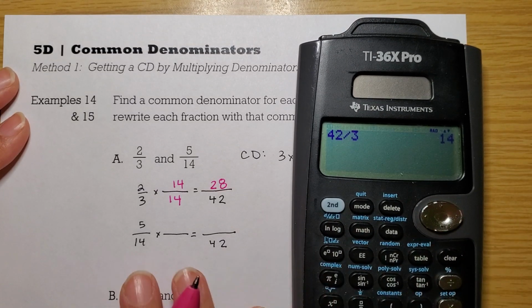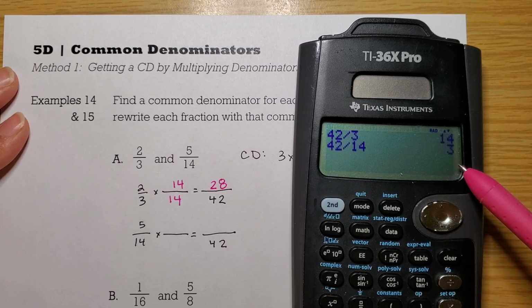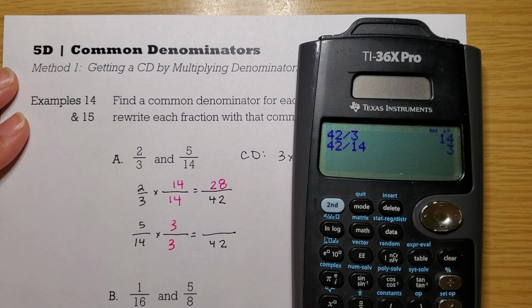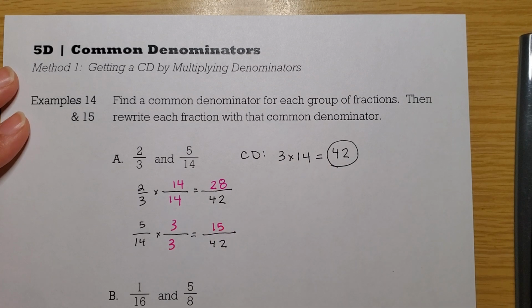Let's do the same thing for the second fraction. We want to rewrite 5/14 so it has a denominator of 42. We'll do that by dividing our desired denominator by the denominator we have. 42 divided by 14 is going to give us 3. So 3 is the magic number for this one. We're going to multiply top and bottom by 3. 5 times 3 is 15. So that means that 5/14 is the same as 15/42.